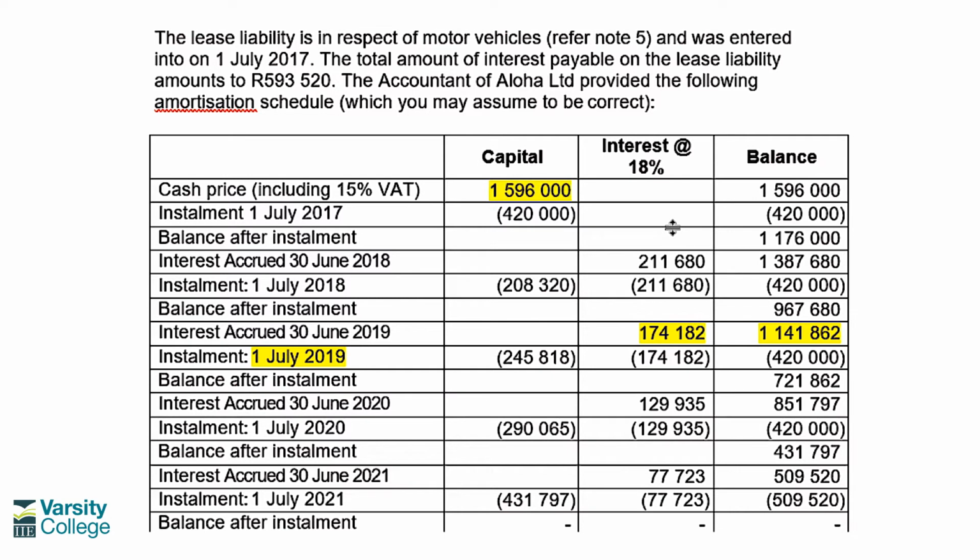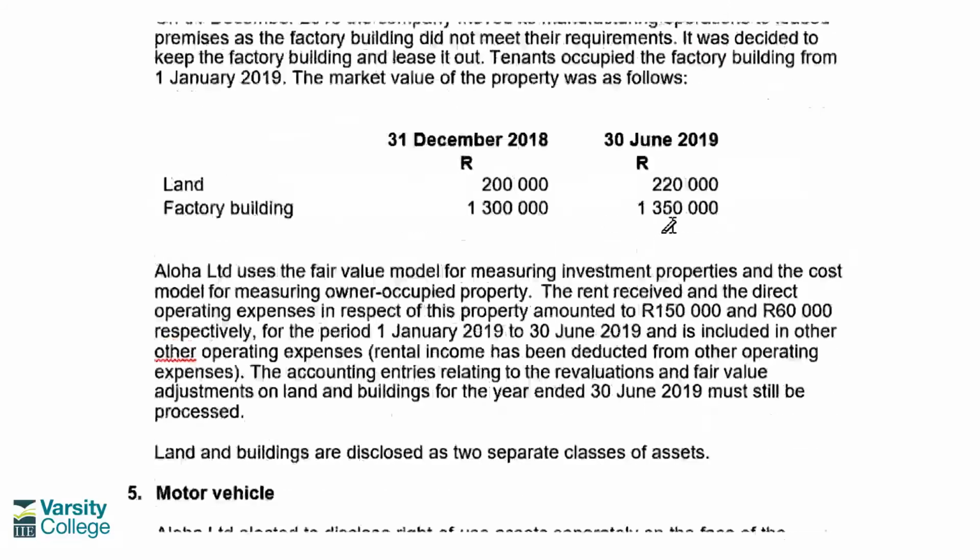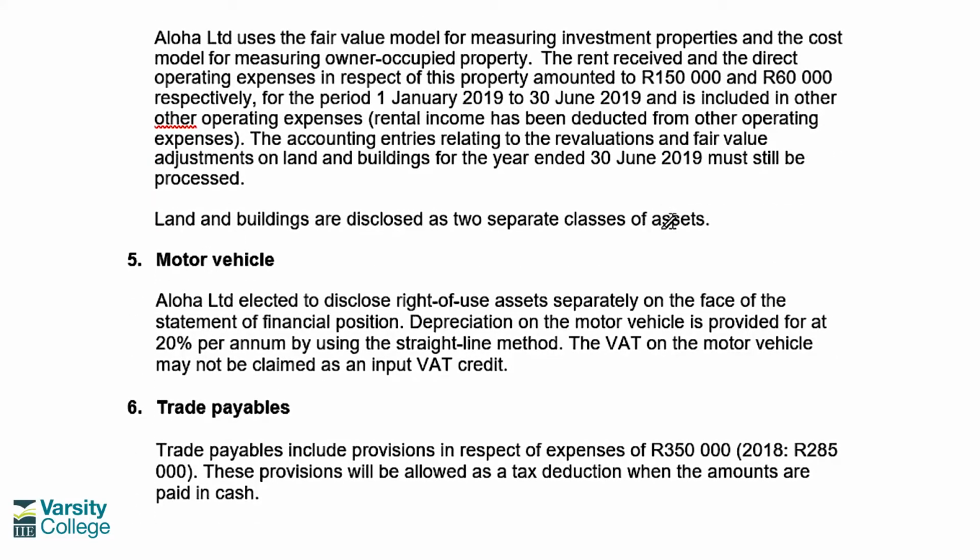So I'm just going to pop down now to note number 5, just to clarify a bit of information about the motor vehicles. So ALOA elected to disclose the right of use assets separately on the face of the statement of financial position.